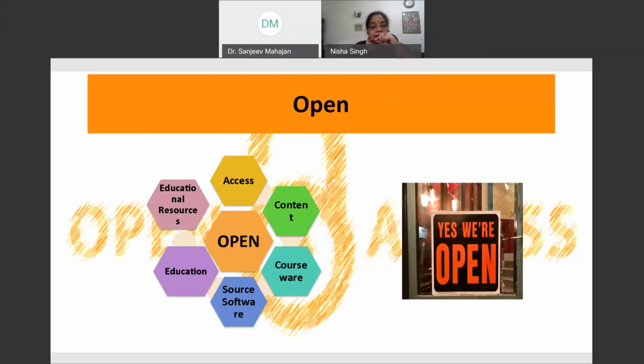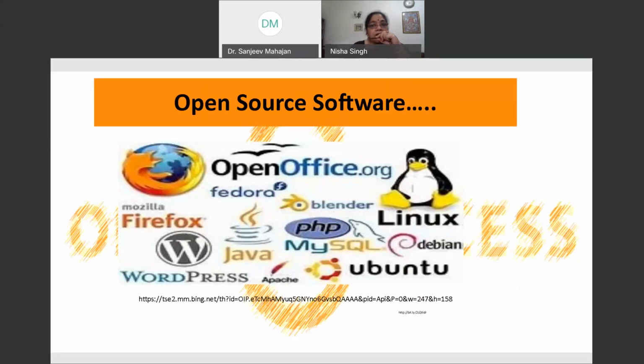Another concept which I just want to share here is what is open source software. I want to share it here because open source softwares are those softwares where we share the source code. And why I'm mentioning it, because this is in sync with the philosophy of openness.